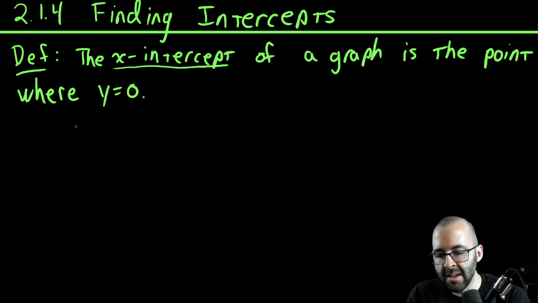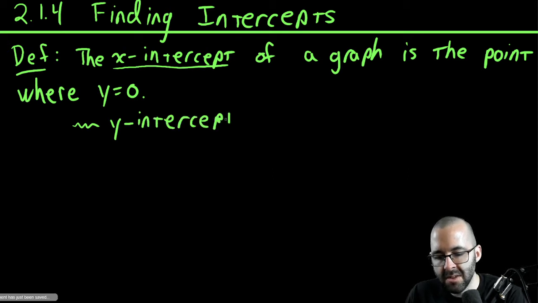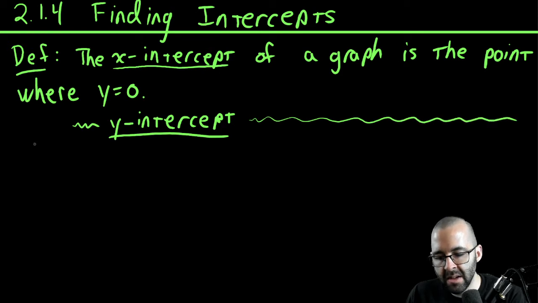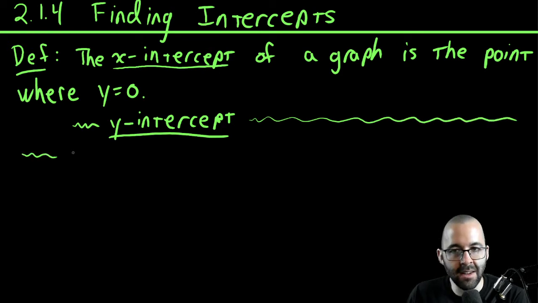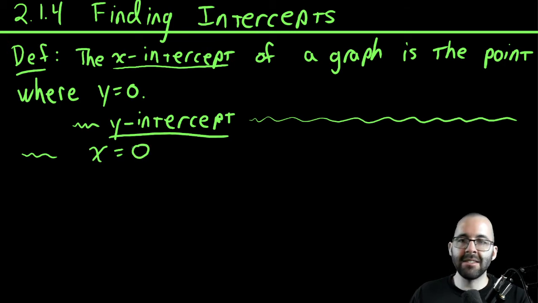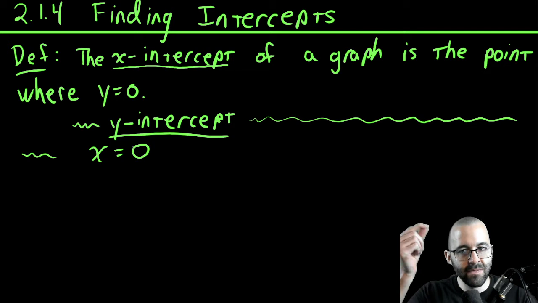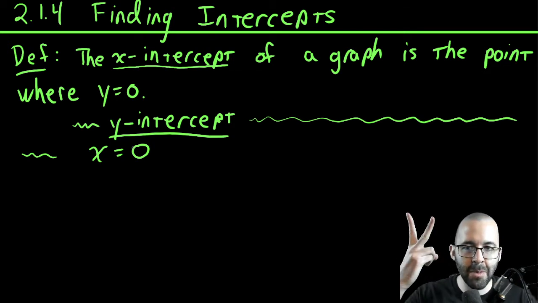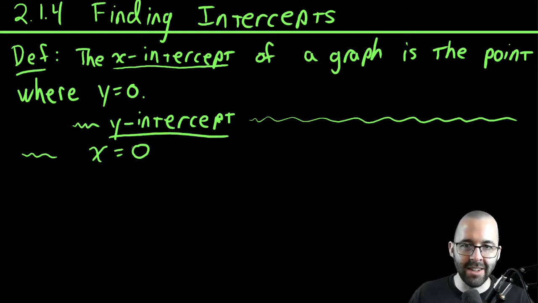And similarly, the y-intercept of a graph is the point where it's on the y-axis, which is when x equals 0. It's basically the same definition. You just switch the x's and the y's. So we got a double definition, 2 for the price of 1.